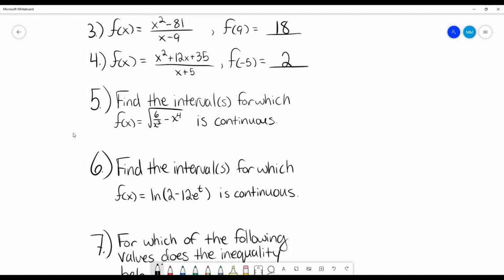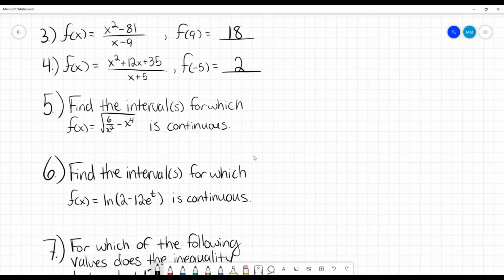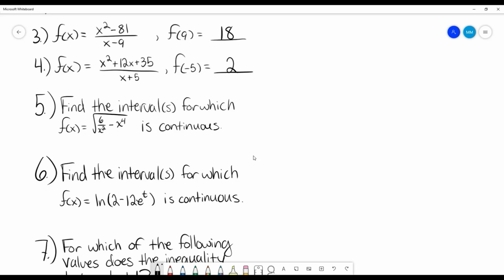All right, so now we've got this complicated bit here, and we want to figure out what intervals this is continuous on. So obviously it's not going to be a very large bit, and this one's pretty intimidating just at a glance. But let's take a look here. So we've got f of x equals the square root of 6 over x squared minus x to the 4th. And because I see that I've got these x's here, I'm actually going to try something interesting. I'm going to try and factor out that x to the 4th. So I'm going to factor it out like this.